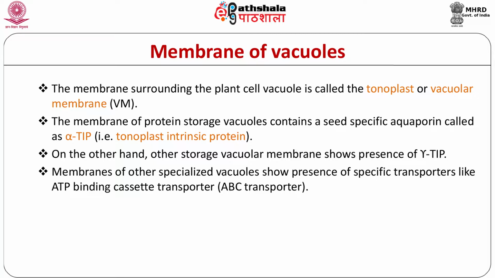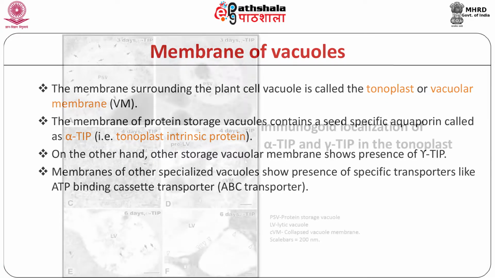The membrane of protein storage vacuoles contains a seed specific aquaporin called alpha TIP, tonoplast intrinsic protein. On the other hand, other storage vacuolar membranes show the presence of gamma TIP. The membrane of other specialized vacuoles shows the presence of specific transporters like ATP binding cassette transporter, that is ABC transporter.